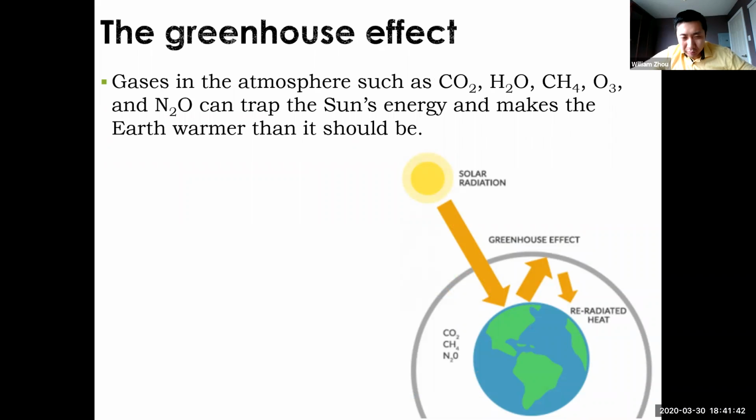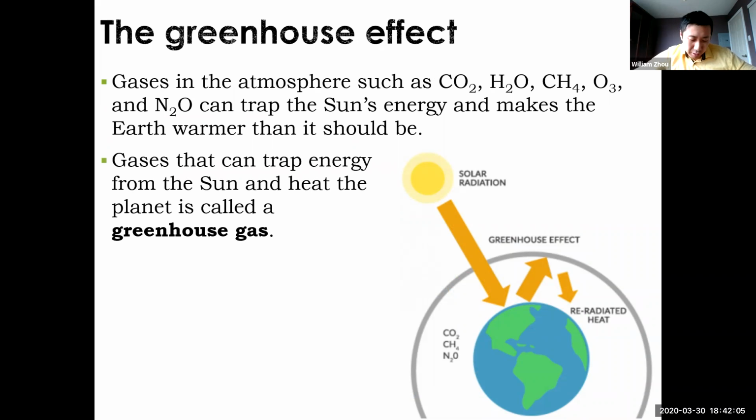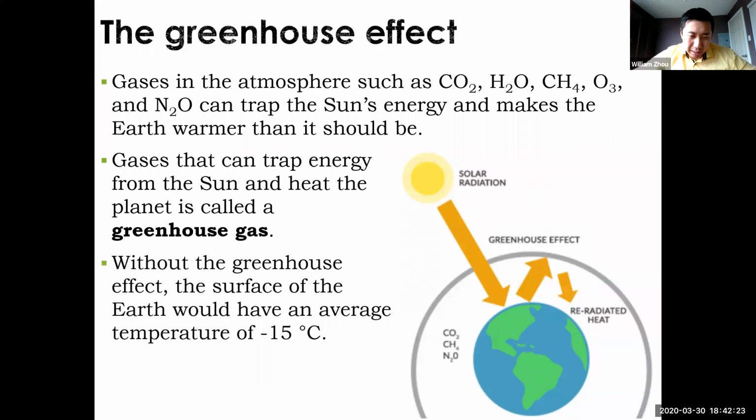Now, the gases that do trap heat on Earth are the following. You can see that there's carbon dioxide, water vapor, methane, ozone, and then nitrous oxide. These 5 are the big natural greenhouse gases. The existence of these gases makes Earth a lot warmer than it would otherwise be. You do need to know which gases are greenhouse gases and which aren't. The ones I listed here are the natural greenhouse gases, so make sure you know which ones they are.